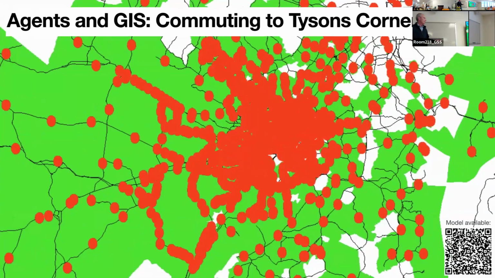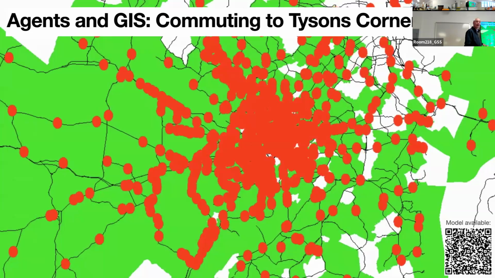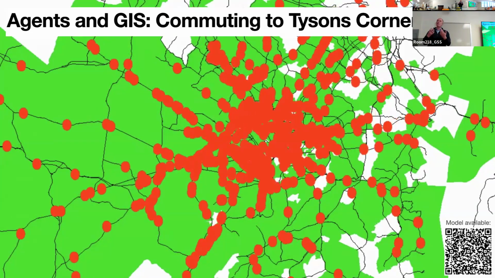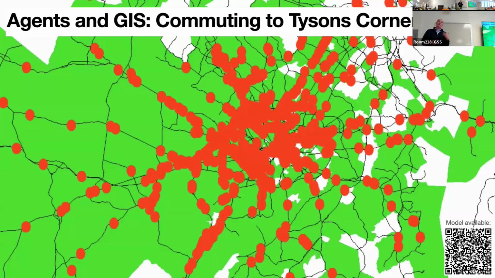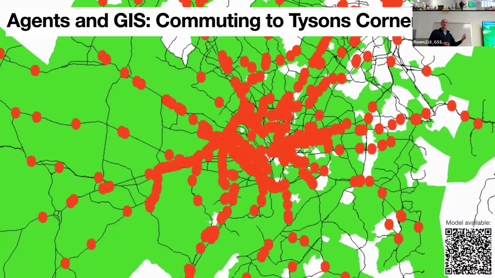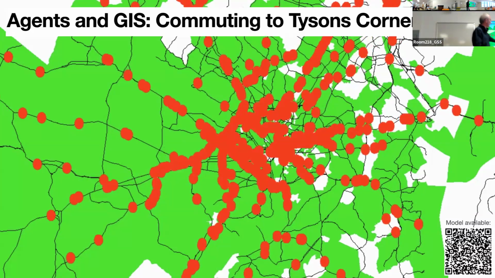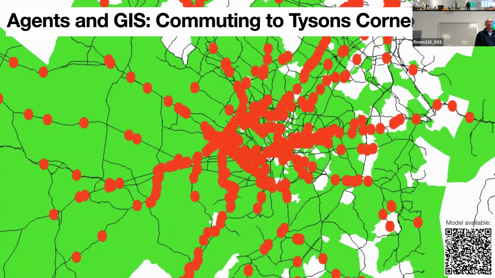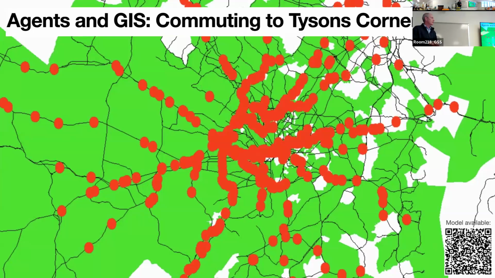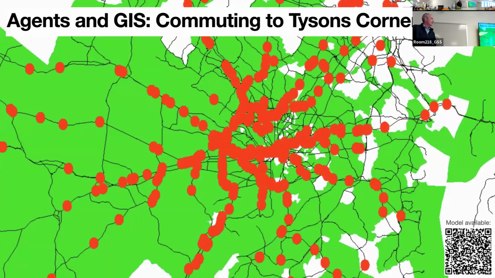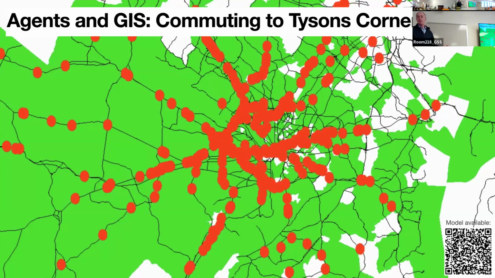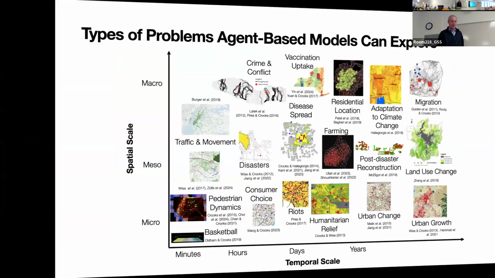But the idea is we can build a model and assign our agents to the green areas. Say you need to be at work at a certain time, let them leave their houses, and they travel along the roads, obeying the speed limits, 30 miles, 40 miles an hour, 55, whatever the speed limit is. And you see where traffic jams form, especially around the Tyson's Corner area. These are very simple models of agents commuting around different parts of the city, but the idea is we can use data to build these types of models to make them realistic.